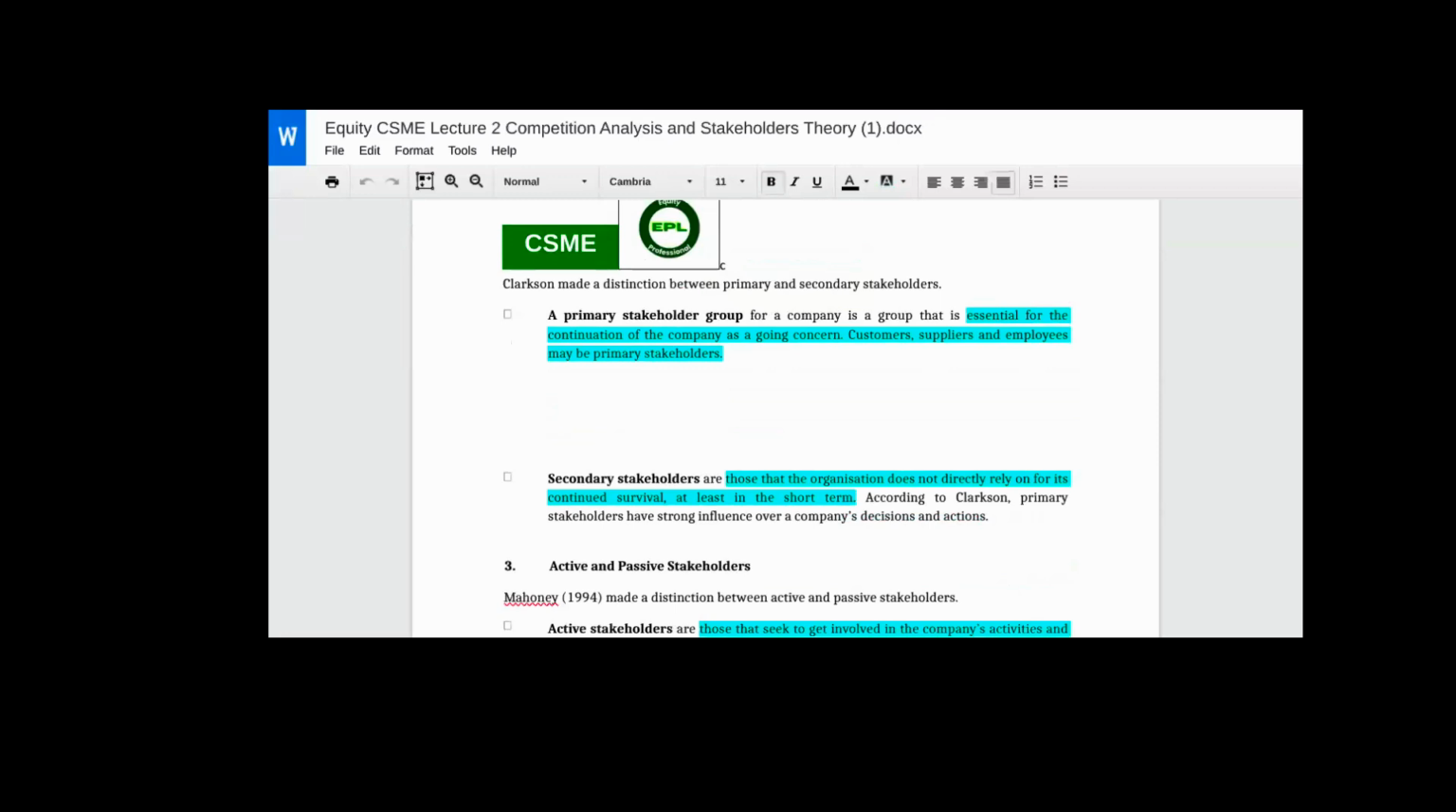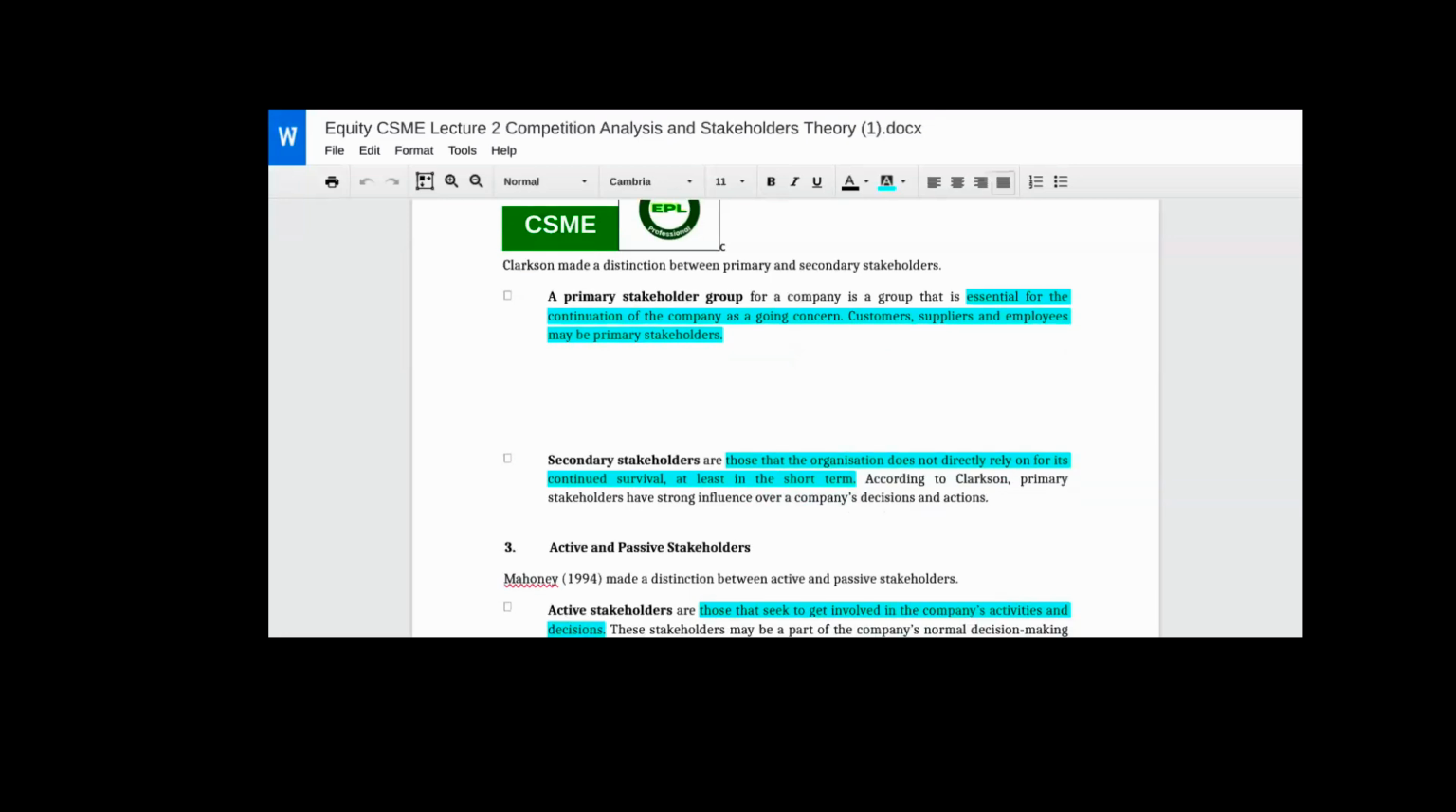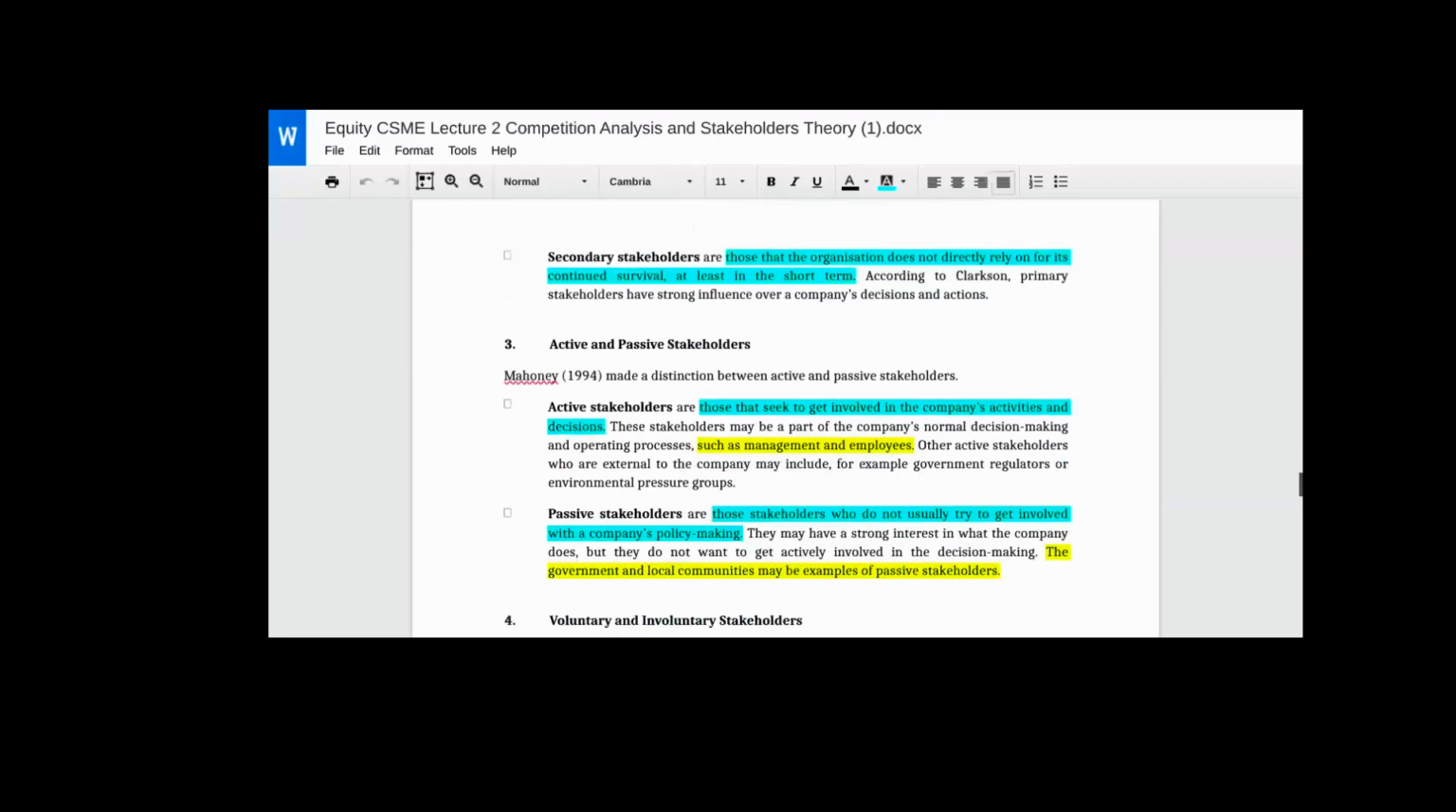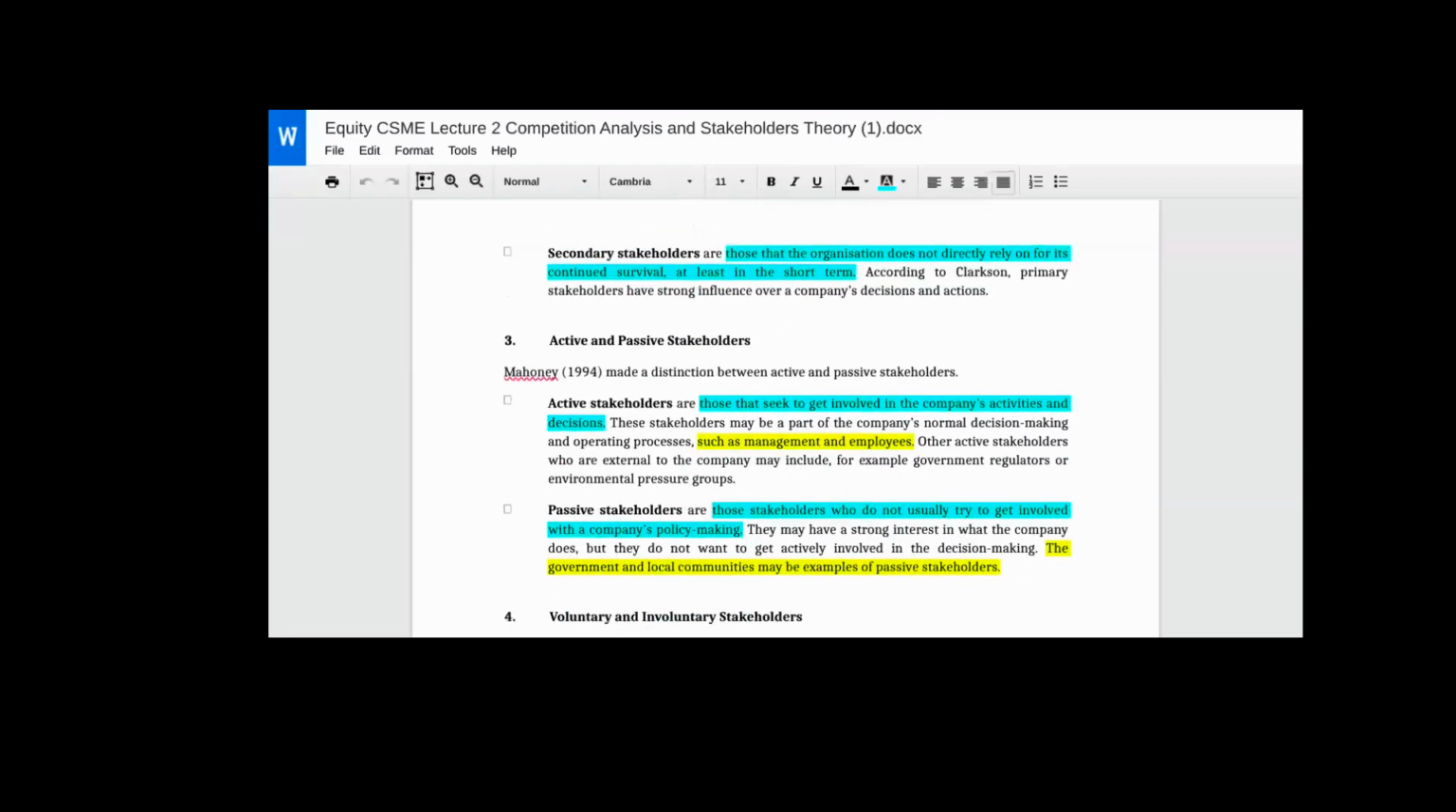Active is the same thing as primary stakeholders and internal stakeholders or narrow stakeholders. Why do we call them active? We call them active because they seek to get involved in the company's activities and decisions. Meaning that they are active stakeholders because they are actively involved in operational processes and decisions of the company. So in so doing, their relationship is narrow, cordial, closer to the company. They are affected by the company policy and decision, and at the same time, they can influence the company decision too.